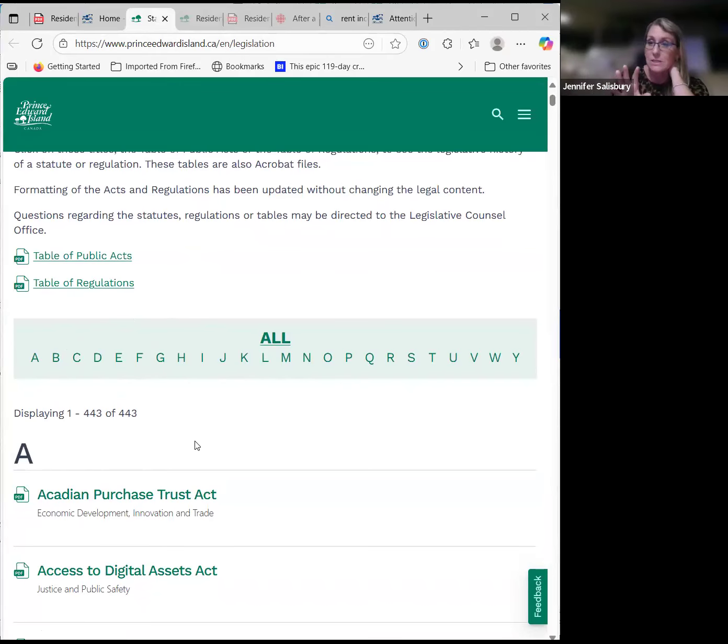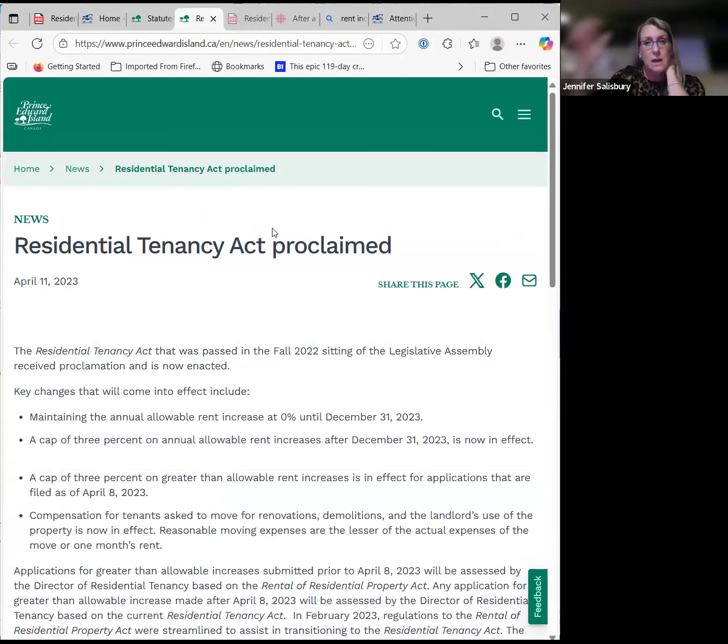Not just with housing. If you're interested at all and you've got rentals in PEI, you might just dig into this, because there's all kinds of interesting stuff here. And very likely the most updated material is in this one. So make sure you're looking at that if you are interested.